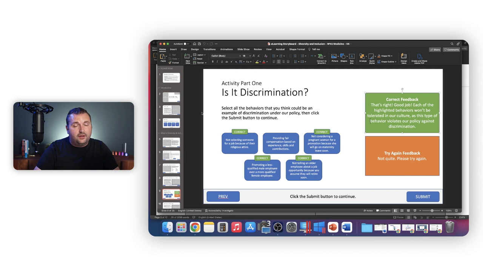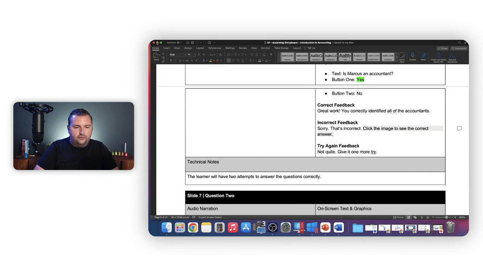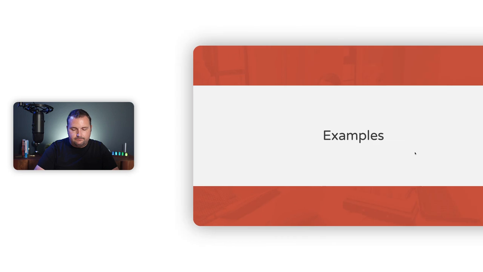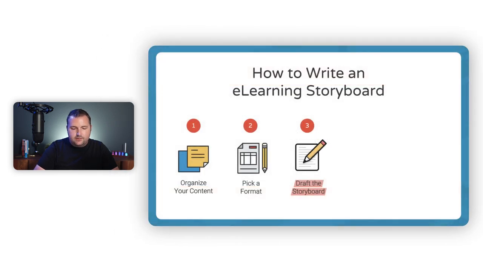It might look different visually, right? But it does include all of the correct elements. That's what you want in a development ready storyboard, all right? Okay, so we talked about organizing your content, picking a format, and drafting the first draft of your storyboard. The best thing you can do is just start typing, and strive towards that development ready storyboard.